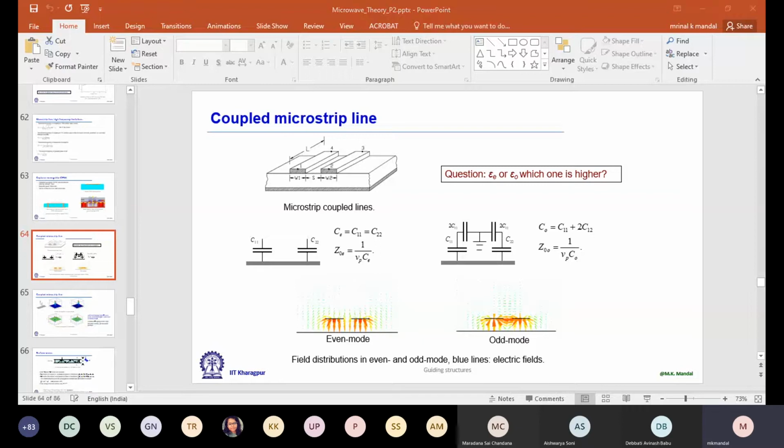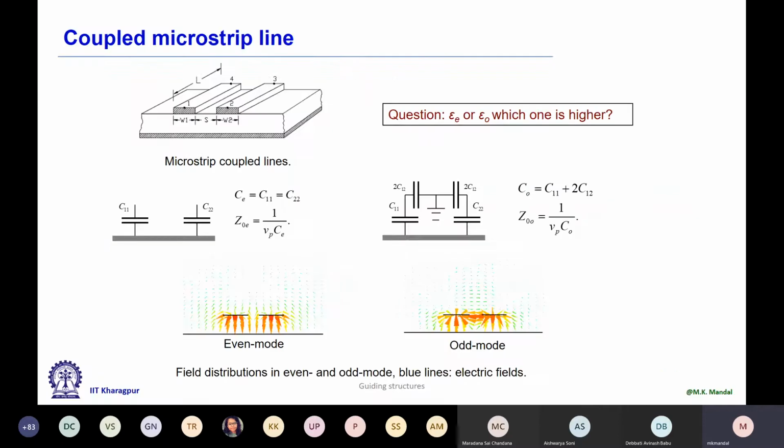So we are continuing with this even odd mode case for a coupled microstrip line structure. In this case, as we have seen, the field distributions are completely different in these two modes. In even mode, we excite these two microstrip lines in the same phase. We connect the RF signal with the same phase, and in the odd mode, they are out of phase. Because of that, electric and magnetic field distributions are different.